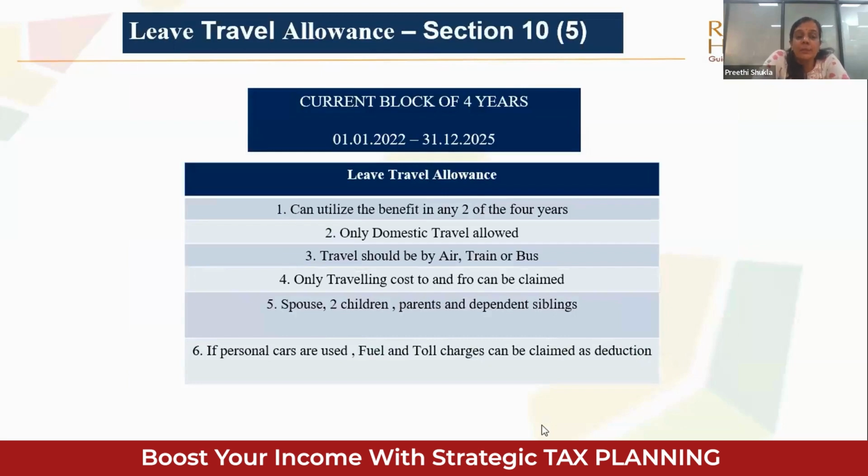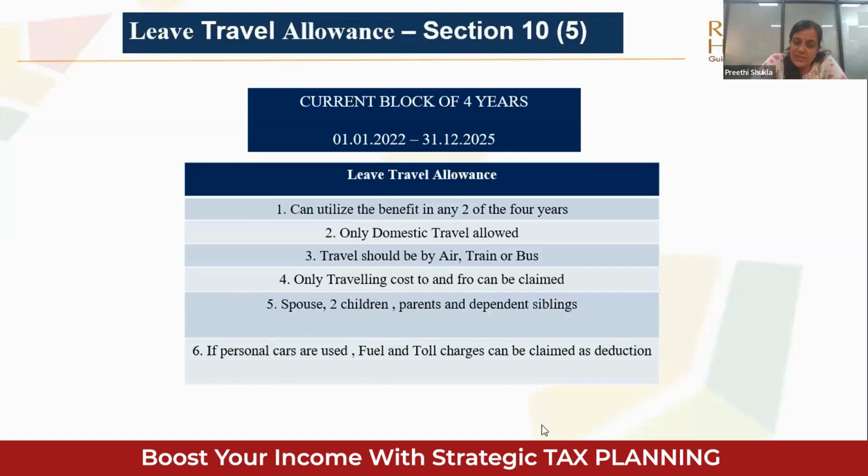The next popular exemption or allowance that you get is leave travel allowance. Not many of us utilize this fully. So how does leave travel allowance work? The government declares a block of 4 years. Okay, the current block ends on 31st December 2025. It started on 1st January 2022. So you can use leave travel allowance for any two trips in 2 out of the 4 years.